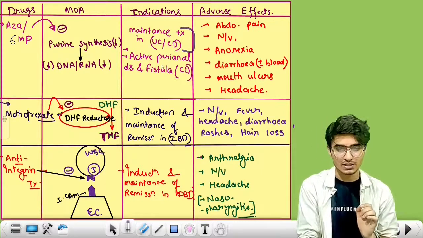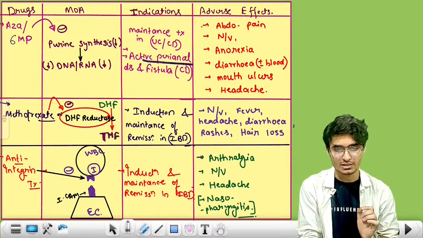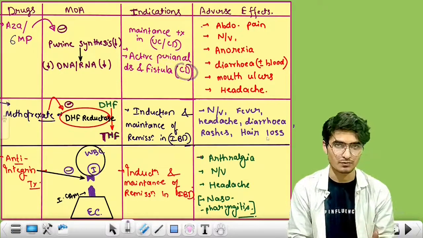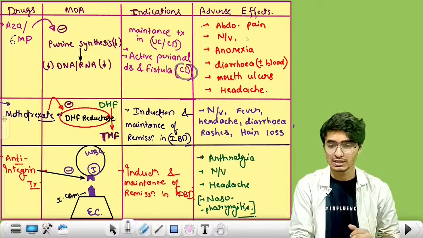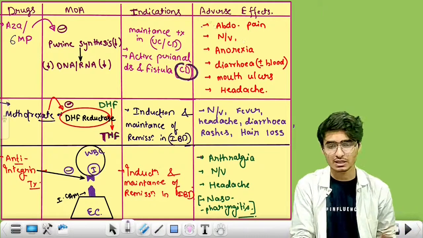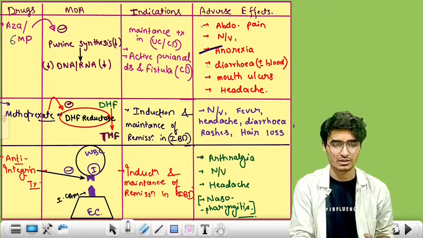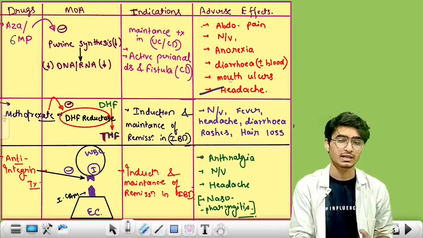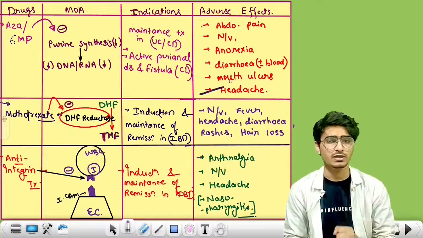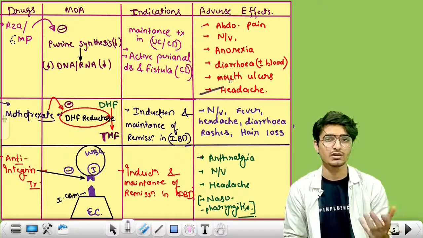The second is that it is used in perianal disease with respect to Crohn's disease, right? The side effects include the same non-specific side effects: abdominal pain, nausea, vomiting, anorexia, diarrhea, mouth ulcers and headache. And these non-specific symptoms are associated with any of the drugs, right?